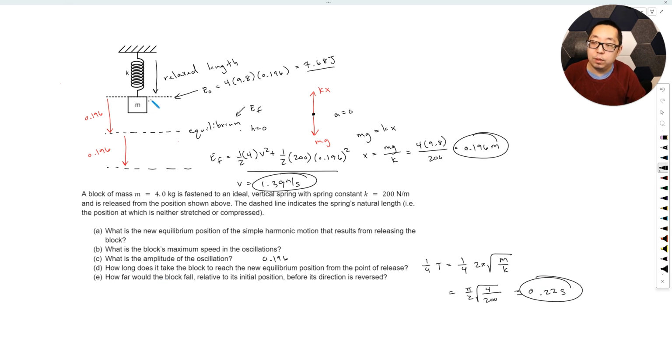How far would the block fall relative to its initial position before its direction is reversed? Okay, so you just look at this picture. It's going to reverse directions right here. It's going to be twice this. 2 times 0.196 is going to be 0.392 meters.